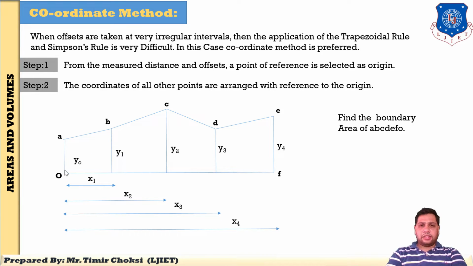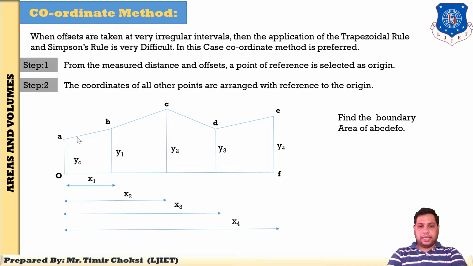This method you have to remember step by step. It is not a logical method based on any concept. You follow these steps and find the boundary area. So first step, you assume that the point of reference is the origin. You know that origin means the starting point. You know that a coordinate is always in xy form. So first you consider 0, 0, meaning x coordinate is 0, y coordinate is 0. Now step number 2: the coordinates of all the other points are arranged with reference to the origin.